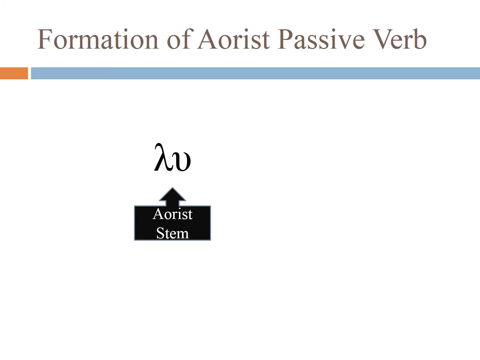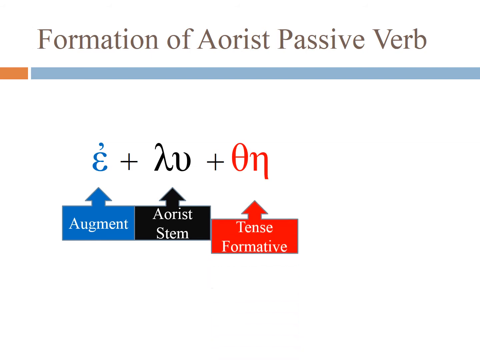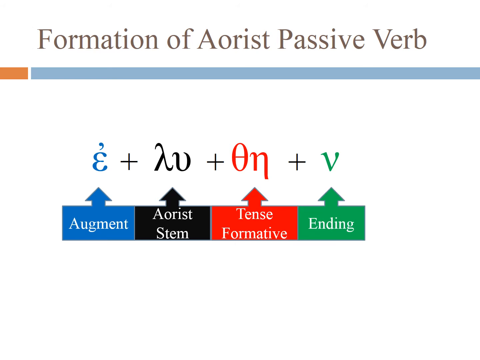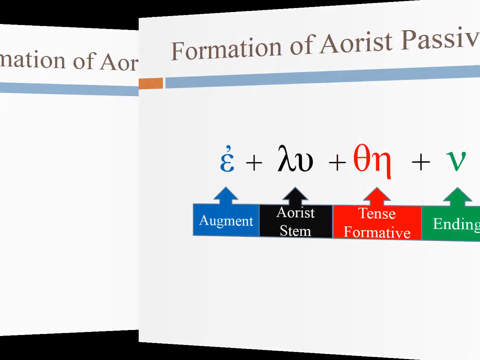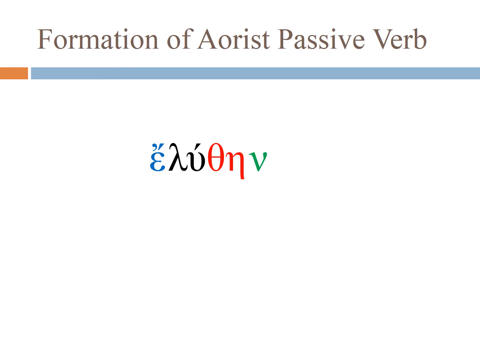With the formation of the aorist passive, we begin first of all with an aorist stem. In this case, we're using lu, so you know lu never changes. We have an augment. It's a past tense and will have an augment. In this case, the aorist stem lu begins with a consonant, so the augment is an epsilon. It has a tense formative, theta eta, and a secondary ending. Eluthen. I was loosed.